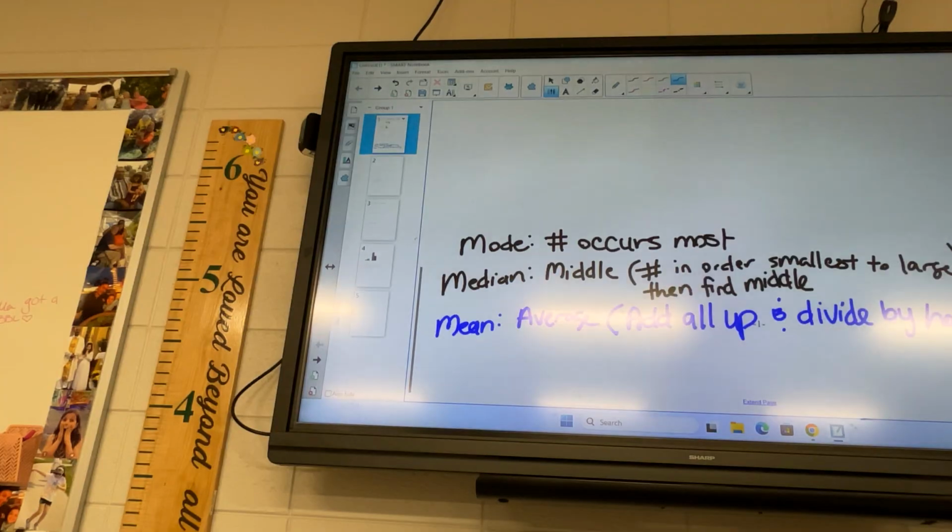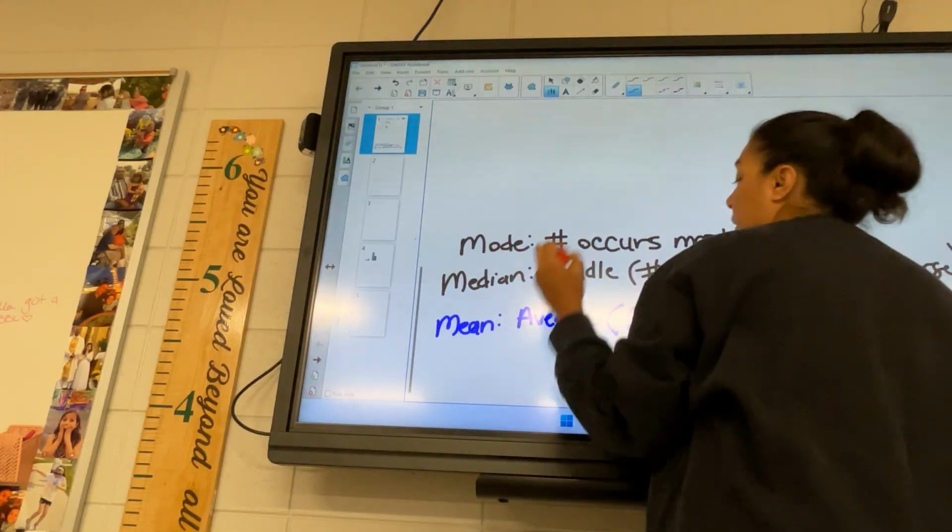If you have a number that's really high, it's going to make your average, or your mean, go up. If you have a number that's super low compared to the others, like if all of my numbers are like 50, 51, and I have a 1 in there, that's going to make my average go down. So an outlier is someone who sticks out and does not match with the rest of the data.